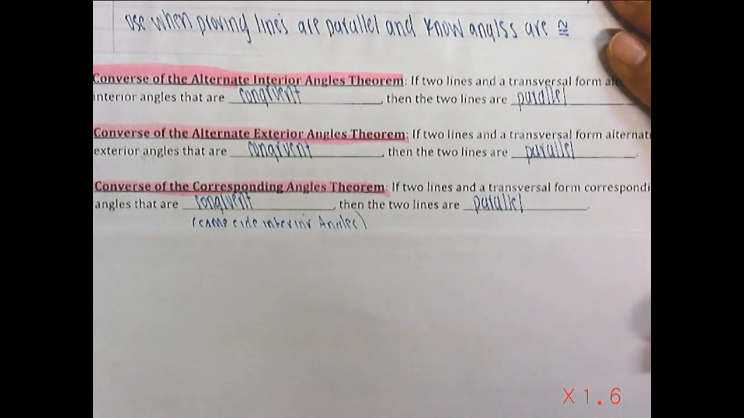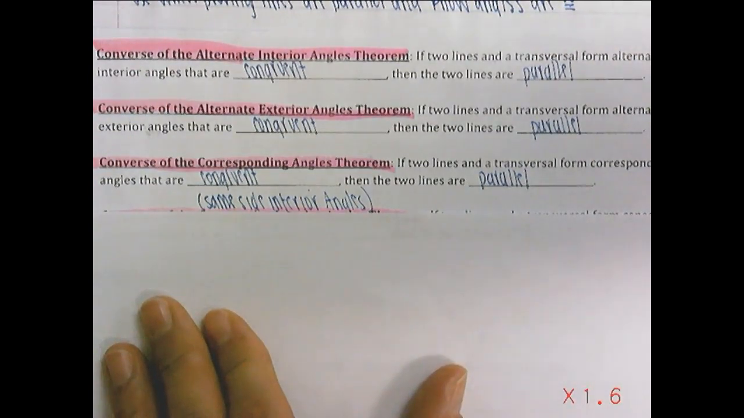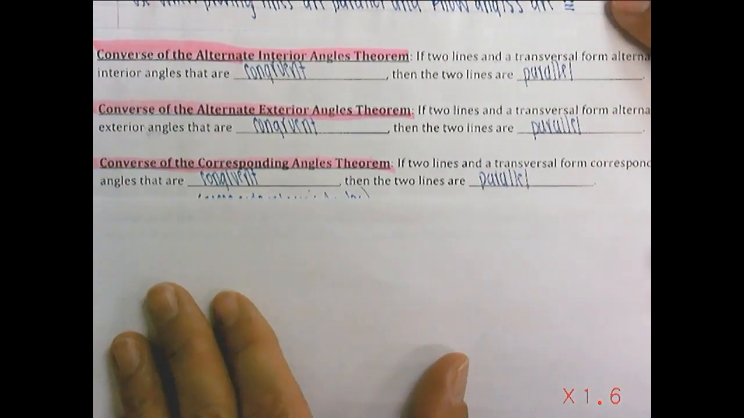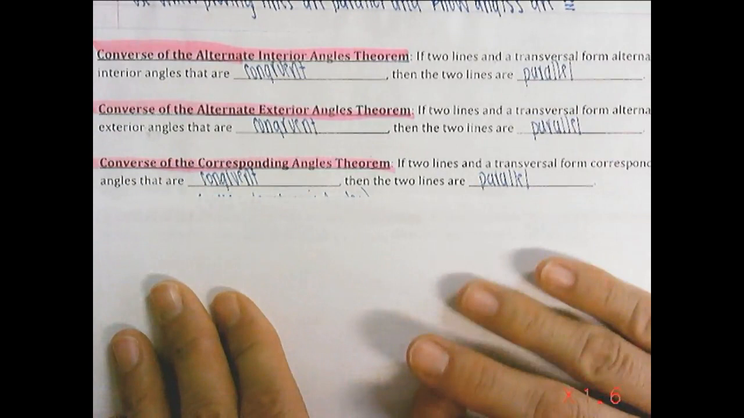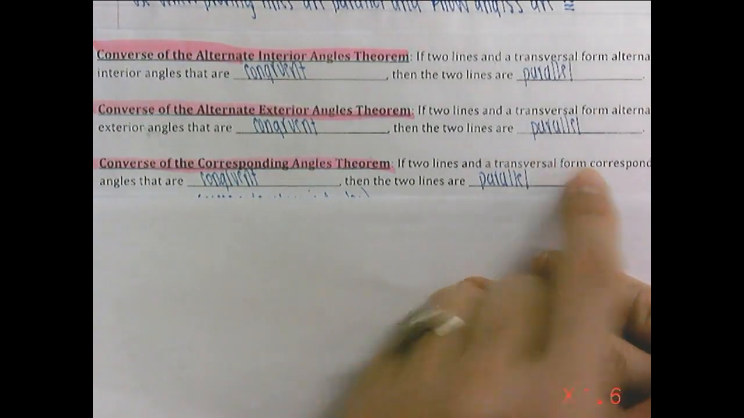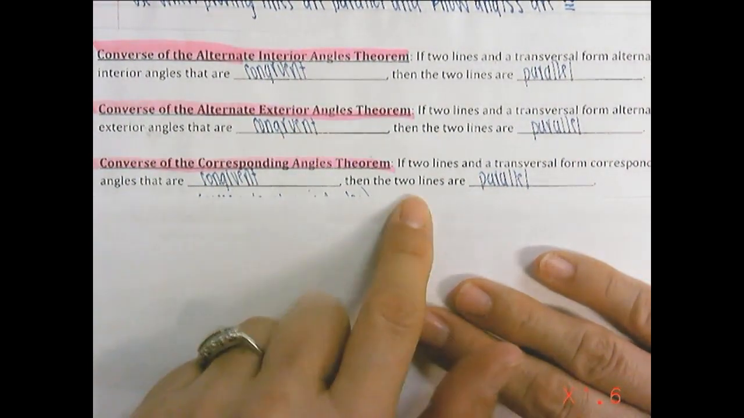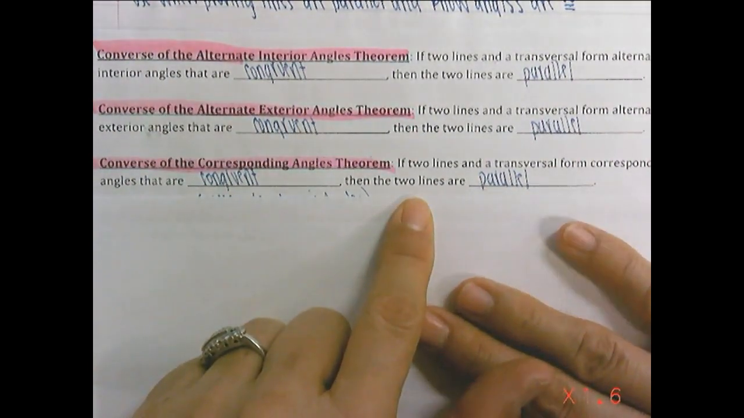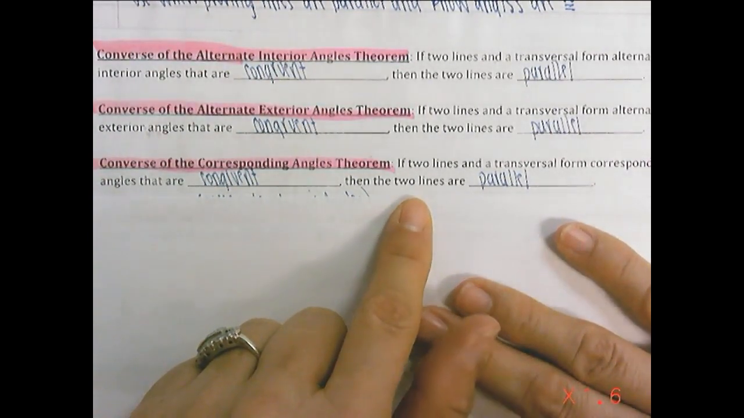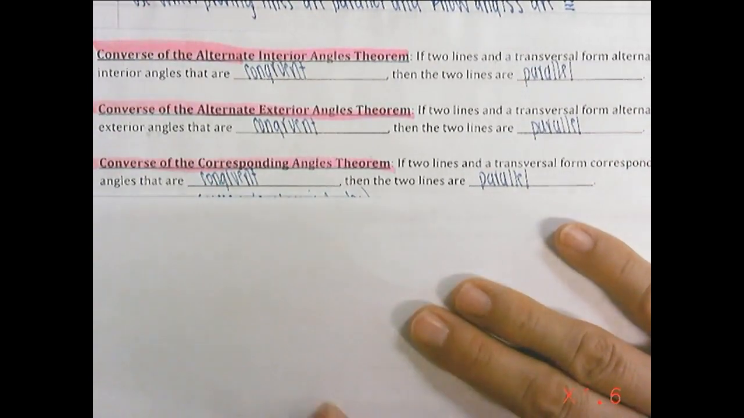Right here, I have the converse of the corresponding angles theorem. Just like the other two, if two lines and a transversal form corresponding angles that are congruent, then the two lines are parallel. The corresponding angles, remember, those are the matchy-matchy ones. If they're congruent, then you can say the lines are parallel.